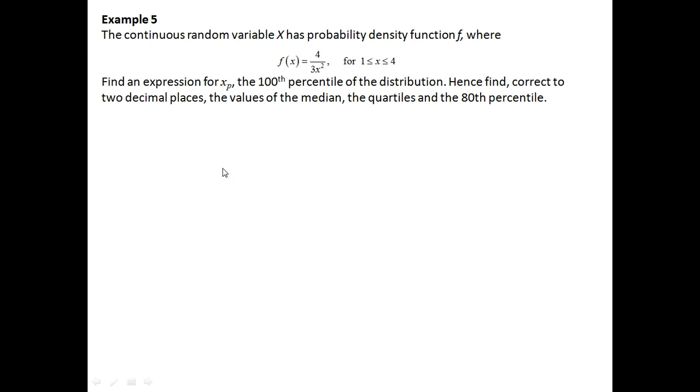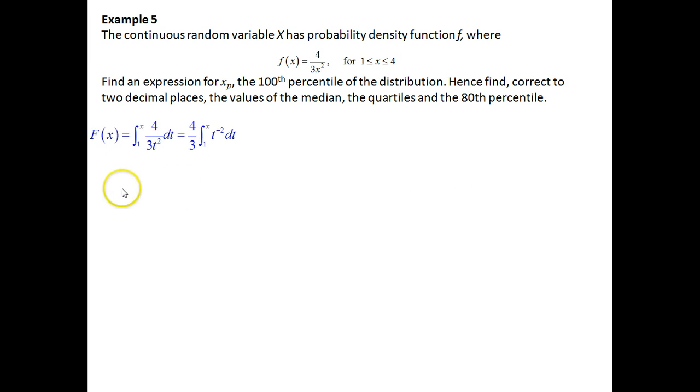So an example here. A continuous random variable has probability density function f, where f is 4 over 3x squared, and x is between 1 and 4. Find an expression for x being the 100p-th percentile of the distribution, and then find, correct to 2 decimal places, the values of the median, the quartiles, and the 80th percentile.